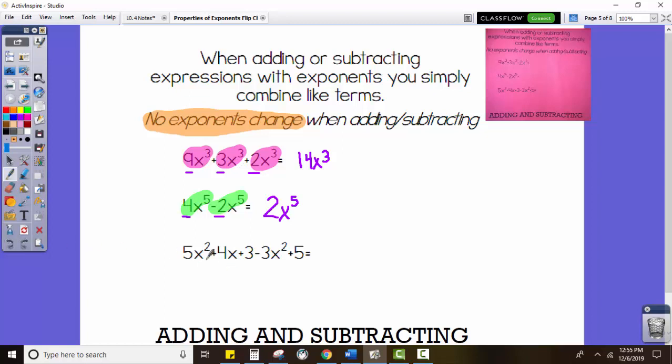Now last one, I have some different terms in here. So I have 5x squared plus 4x plus 3 minus 3x squared plus 5. So looking at my like terms, I have 5x squared minus 3x squared. Well, if I look at 5 minus 3, that would be 2, and it's x to the second power. Then I have plus 4x. There are no other just x's. So I'm going to add that on my expression, plus 4x. And then my last one is my constants. I have plus 3 plus 5. So 3 plus 5 is 8. So that is my final expression.